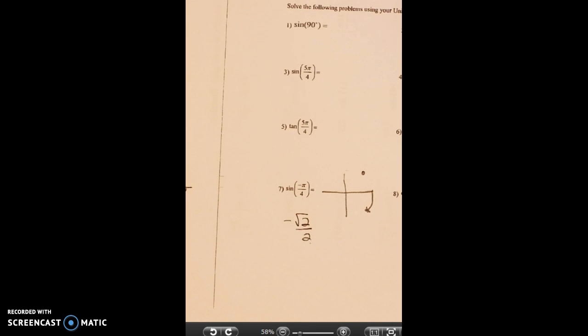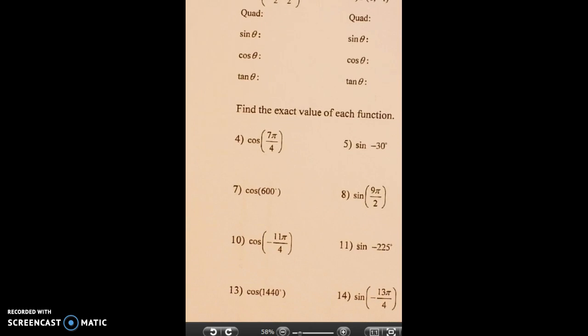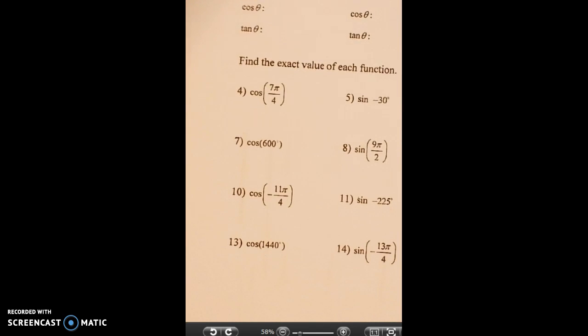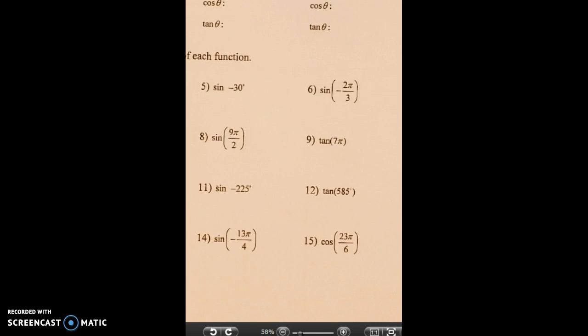I'm going to flip to the back side because that's where I think the majority of questions are going to be if you do have them. And I'm going to take a look at number 9. So number 9 is the sine of 7 pi.